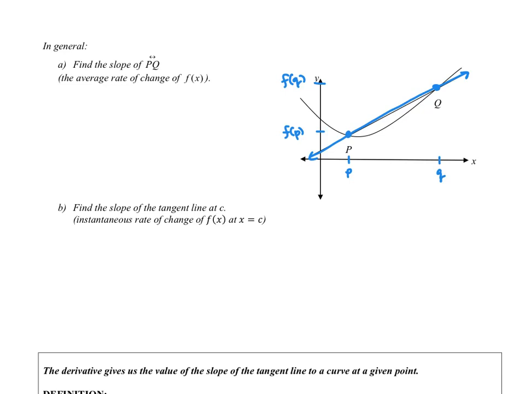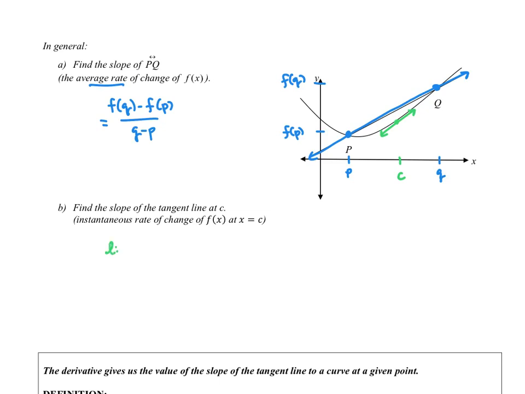The average rate of change would be f of Q minus f of P over Q minus P. All right, that's how we find the average rate of change. To find the instantaneous rate of change at, say, x equals c, of course, that would be different, right?